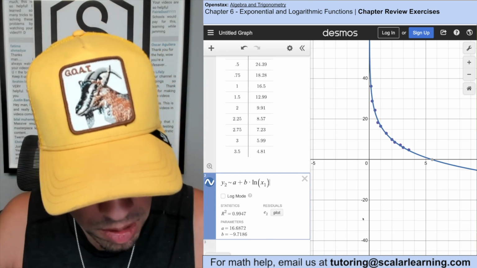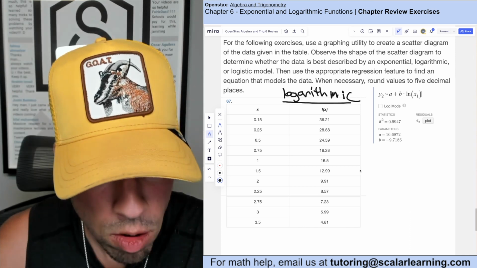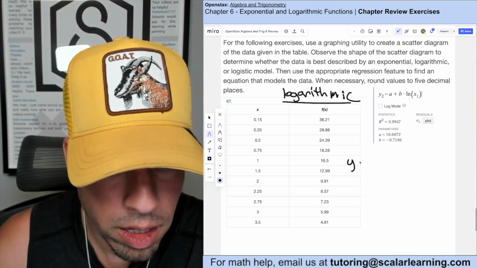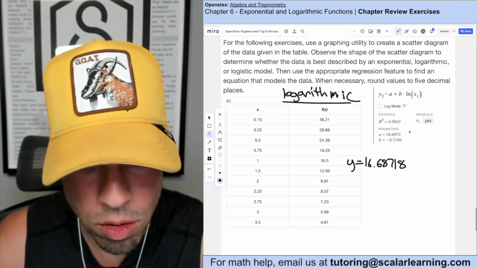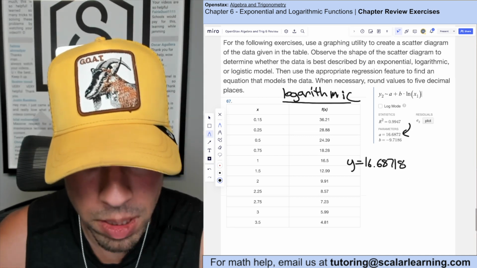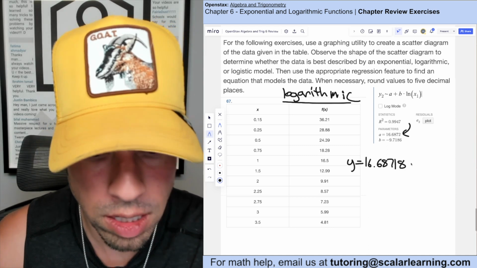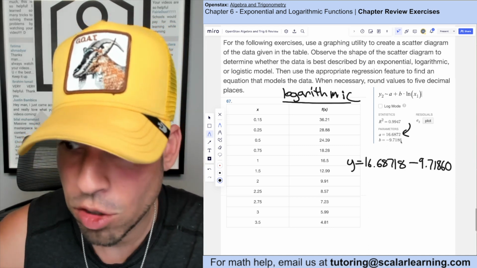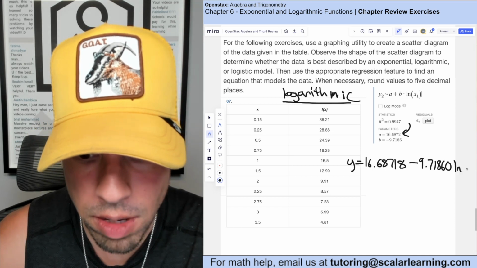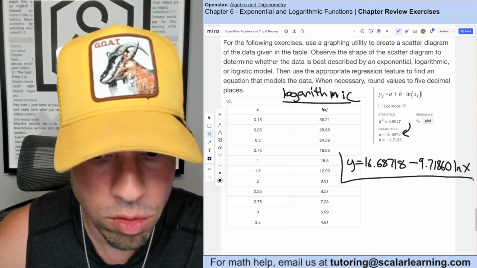So now let's copy this over. So as we mentioned, we're going with logarithmic and we get y equals this first constant. And they said rounded to 5 decimal places. They only give us 4 here, but this is what it would be if it's to 5 decimal places. And then it's minus that value because it's negative. And the 5th decimal would be 0 in this case. And then it's times ln of x. So this is how you do it.